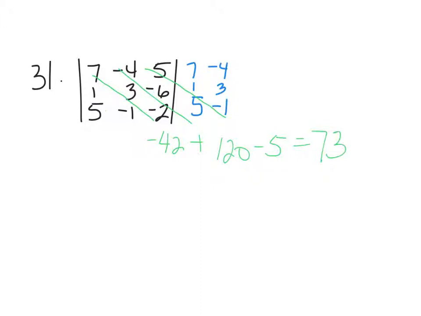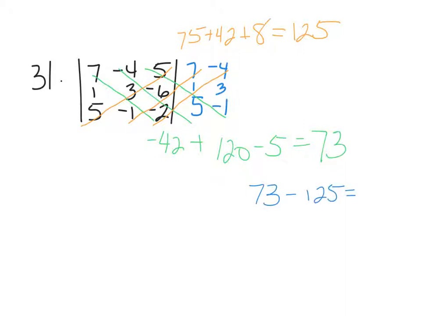Going north, I've got 3 times 5 would be 75. Negative 1 times 6 is negative 6, times 7 is negative 42. And negative 2 times 1 is negative 2, times negative 4 is 8. And if we do south minus north, 73 minus 125, we get negative 52.